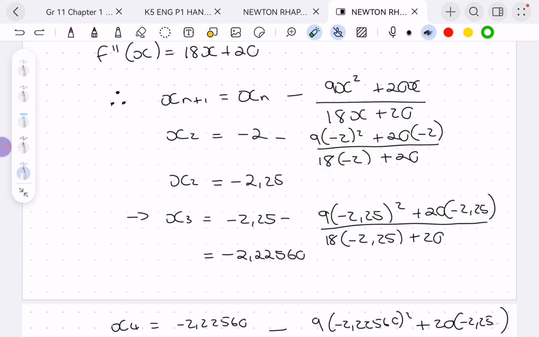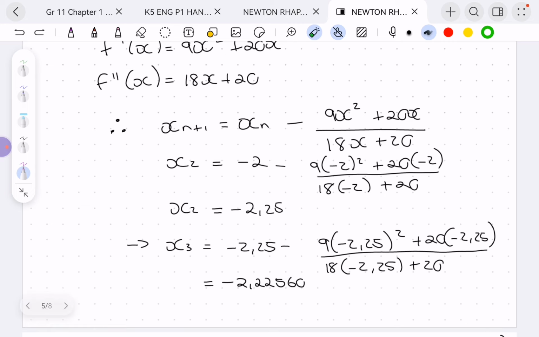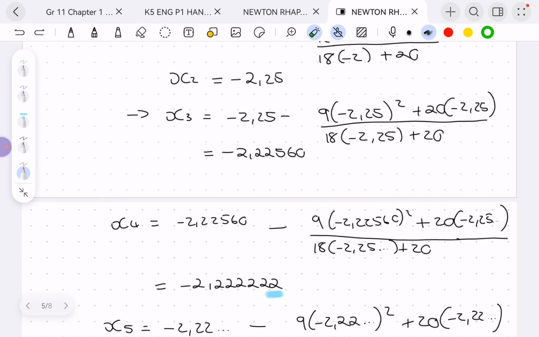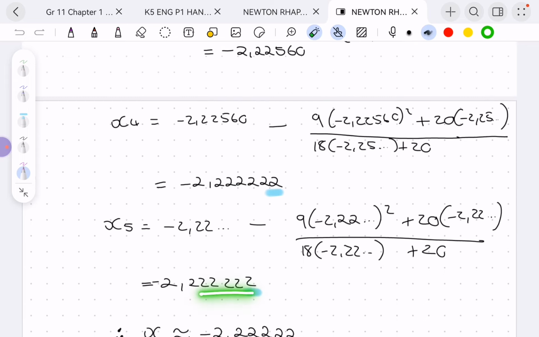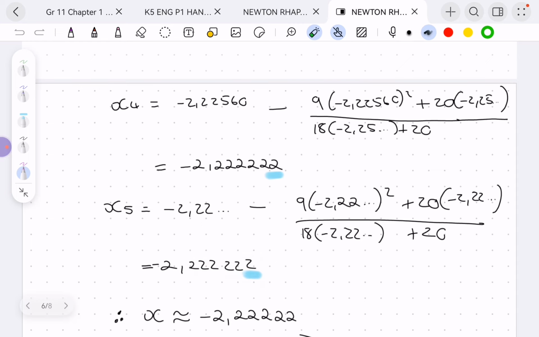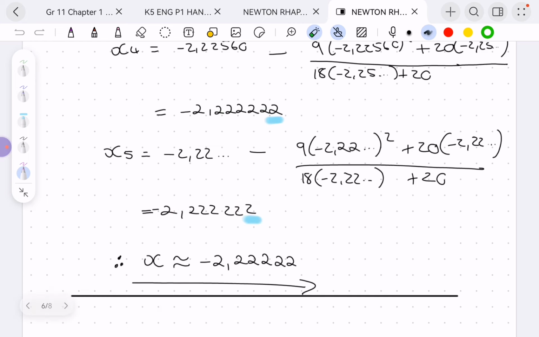So we do it again, until 6 decimals start to repeat. We're seeing here at x5, our fifth attempt, we're starting to see our digits repeat. So now I can conclude my answer, my x value, my stationary point, is negative 2.22222.